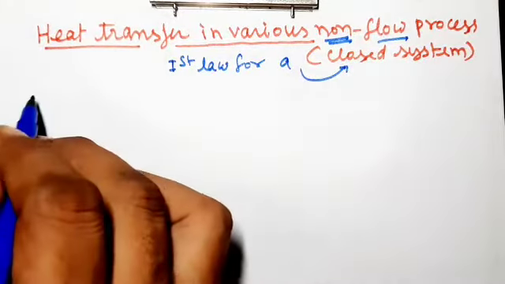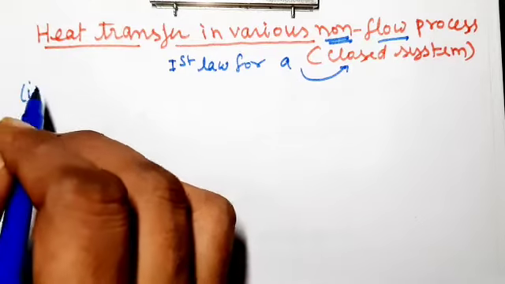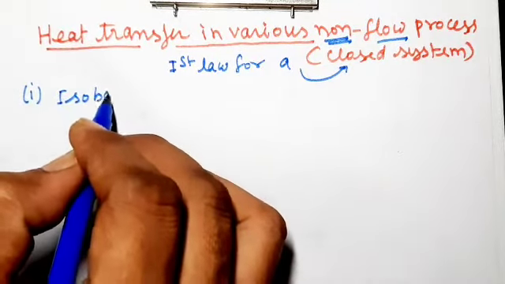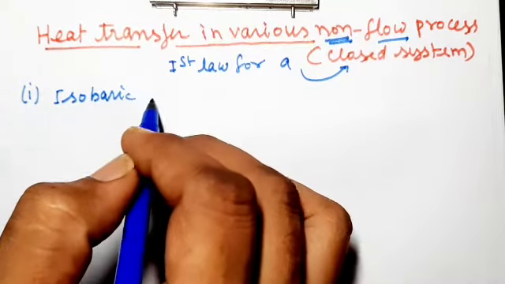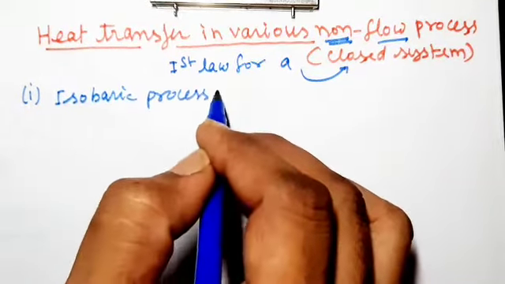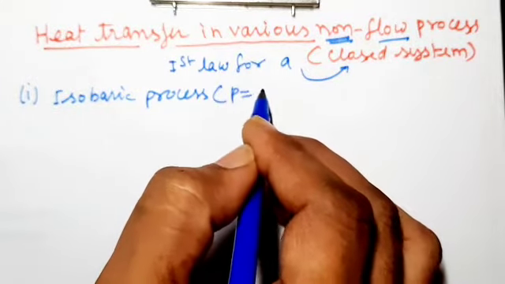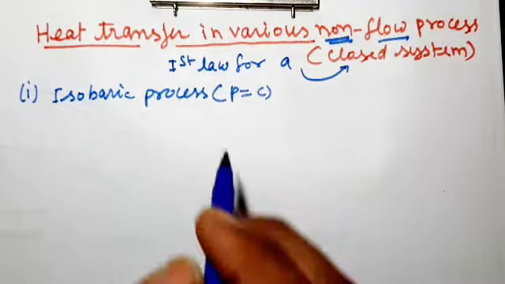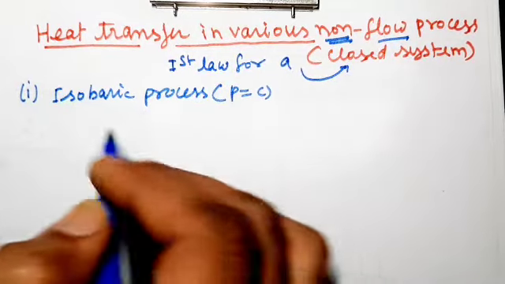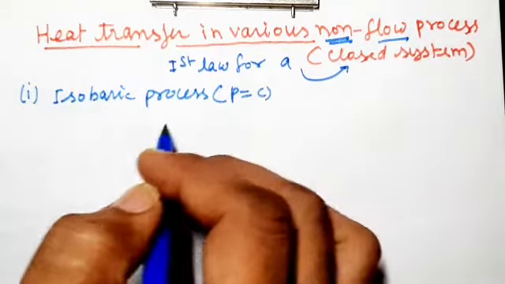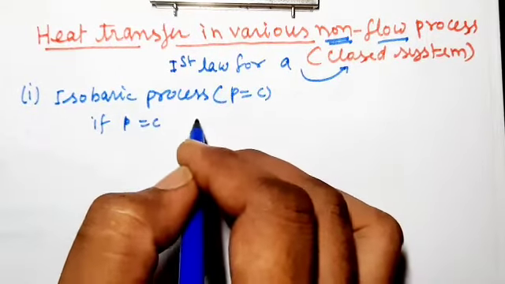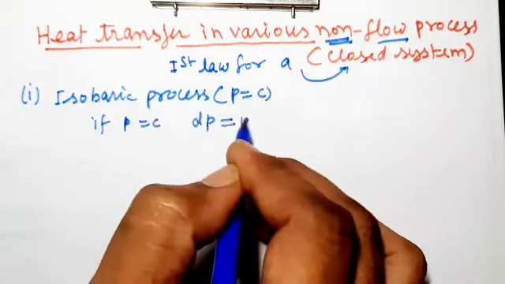There are the following conditions to apply the first law of thermodynamics to this closed system. The first condition is the isobaric process, and in this process pressure will be constant, so there is no change in the pressure. We apply this condition: if P is equal to constant, then dP will be 0.